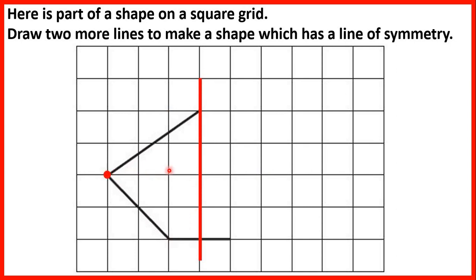So this point here, we go 3 squares to the left of the line. So if we go 3 squares to the right, we can have a corner here. And then we can just draw 2 lines to join up our points, and we have a shape which has a line of symmetry because we have the same on both sides. This corner here is 1 to the left, and this corner 1 to the right. This corner here is 3 to the left, and this corner here 3 to the right. And then this corner is on our line of symmetry.